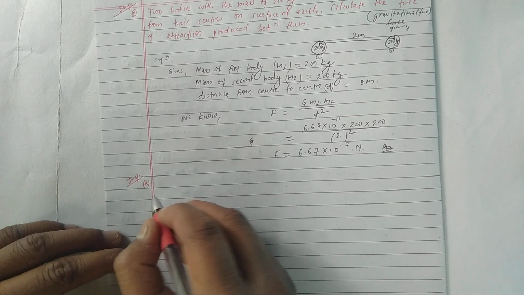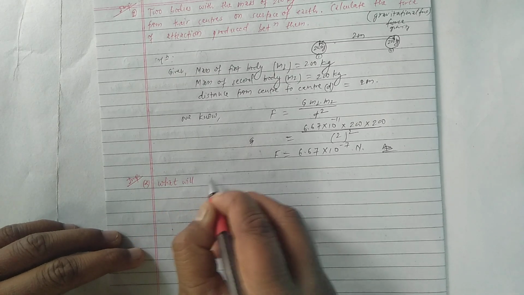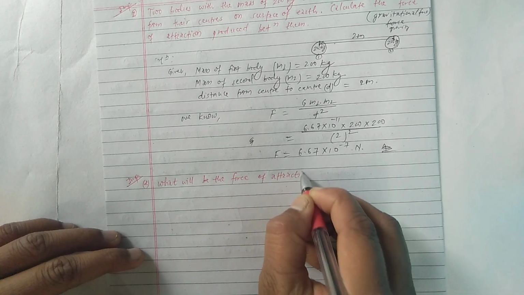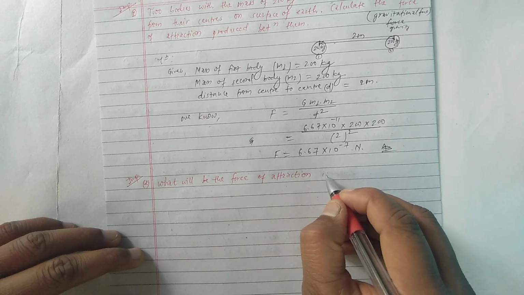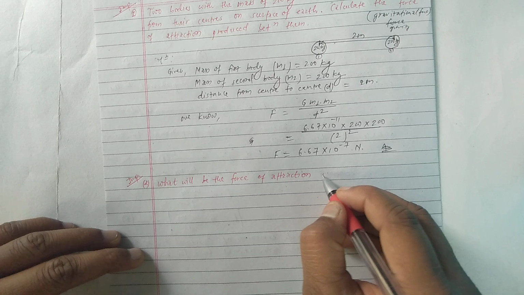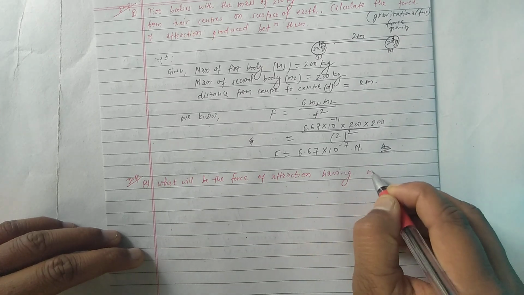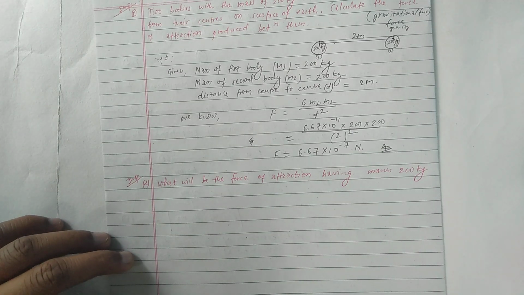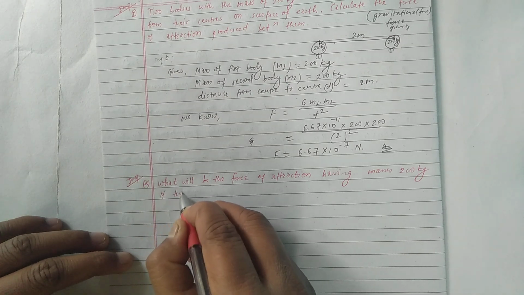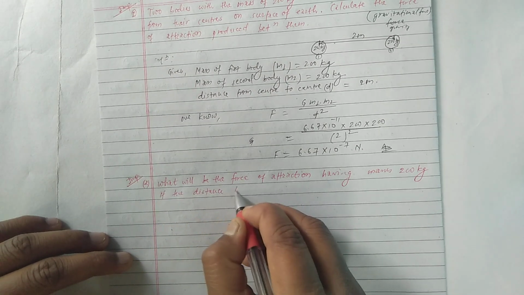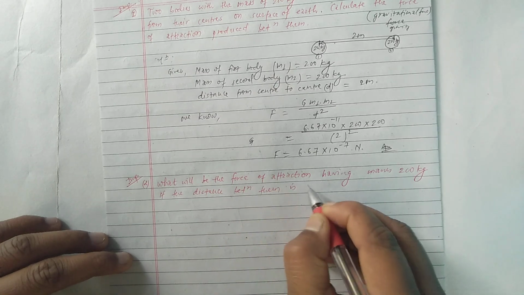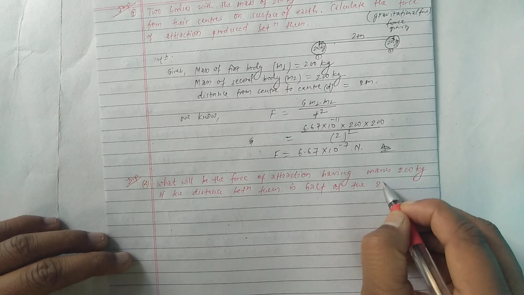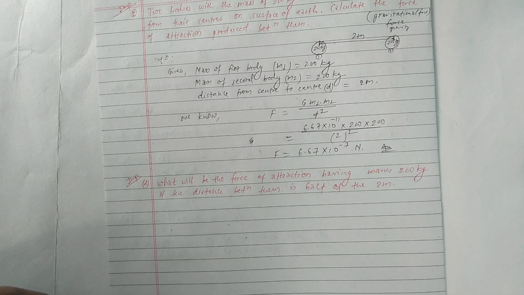What will be the force of attraction between bodies having masses 200 kg if the distance between them is half of the 2 meter? Okay, so let's start the solution.